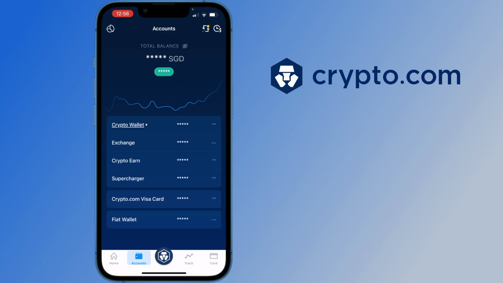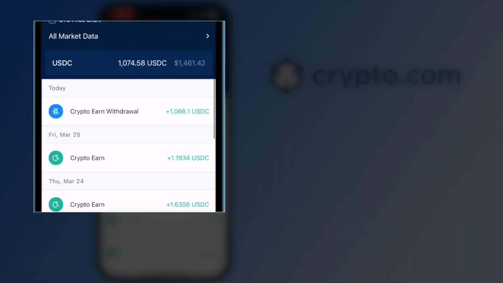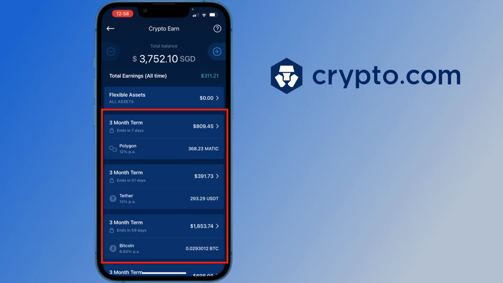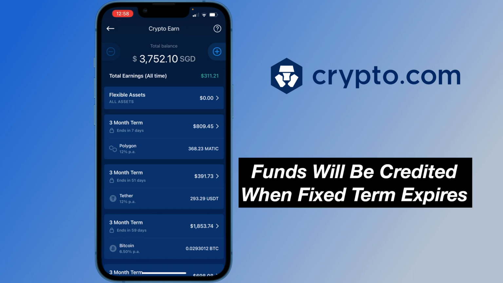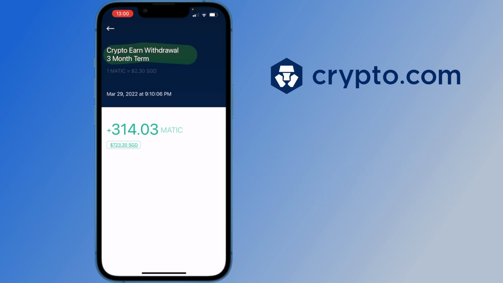To check if the withdrawal process went through, you can select Crypto Wallet and then USDC. When you scroll down, you should be able to see Crypto Earn Withdrawal. For the fixed terms on Crypto.com Earn, you will need to wait until the term expires and the funds will be credited into your account. You should be able to see this on your transaction history and the funds will be credited straight away.